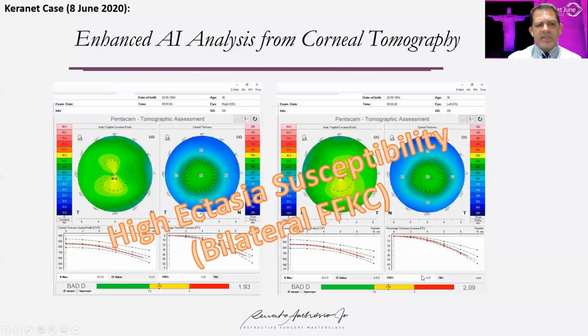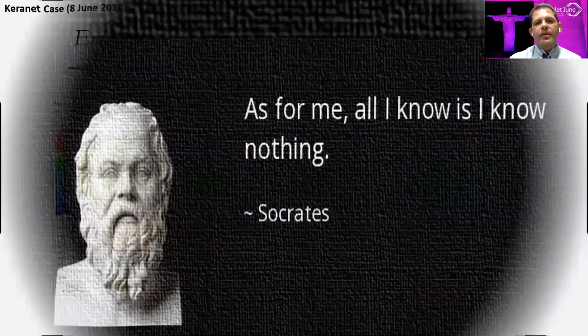However, this case will be considered as a bilateral forme fruste keratoconus, and we find those cases in some of the patients from the family members of keratoconus and other situations. But it is important that you understand what these cases are. It's not a keratoconus, but a susceptible cornea.